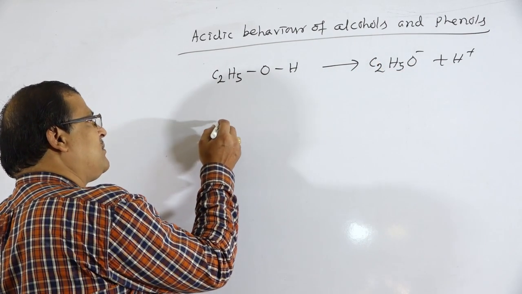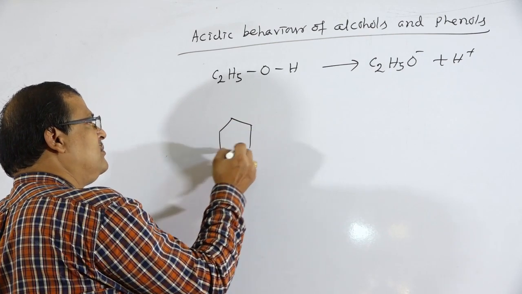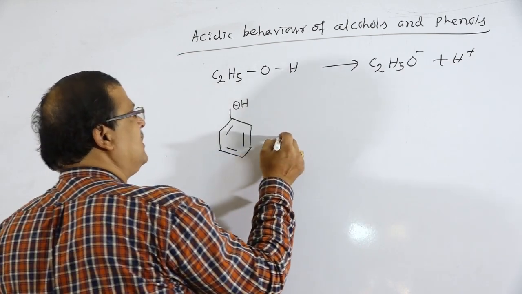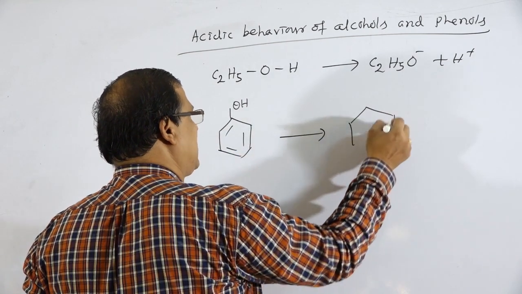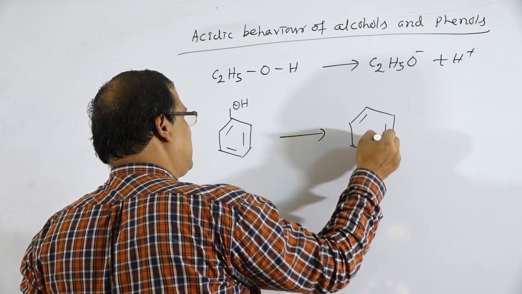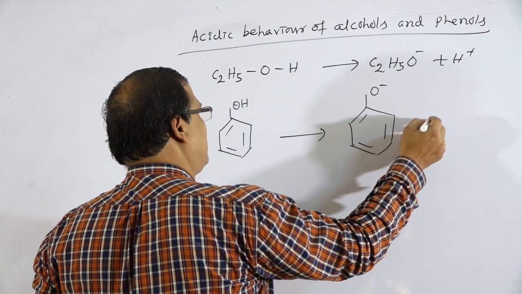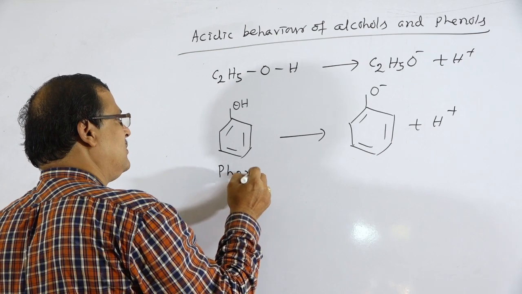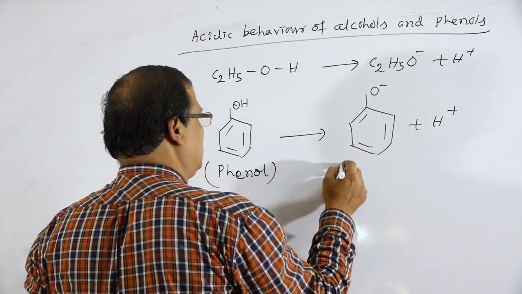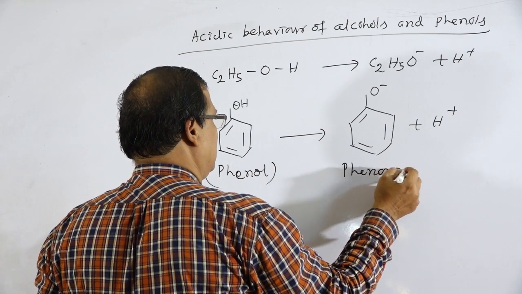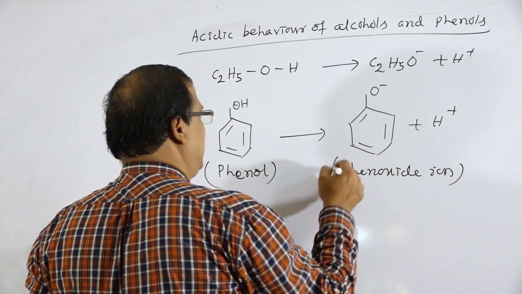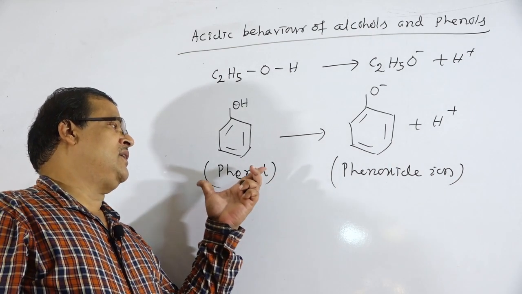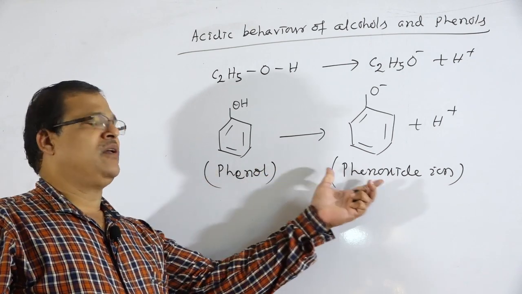But if you take the case of phenol, a benzene ring containing an OH group, after the loss of an H plus ion there is the formation of the phenoxide ion plus H plus ion. Phenol and phenoxide ion.